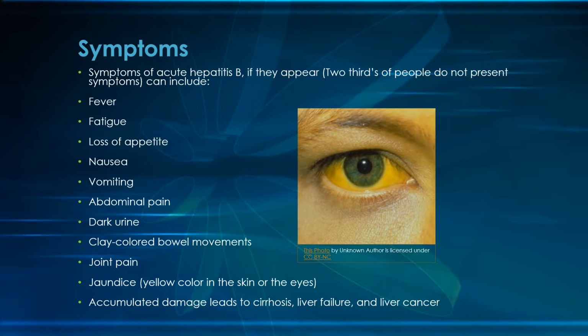Symptoms of acute hepatitis B, if they do appear, since two-thirds of people do not present symptoms, can include fever, fatigue, loss of appetite, nausea, vomiting, abdominal pain, dark urine, clay-colored bowel movements, joint pain, and jaundice, which is the yellow color in the skin or the eyes. This picture that I posted here on the right is often what this jaundice color would look like. Accumulated damage can also occur, which leads to cirrhosis, which can lead to liver failure, which can lead to liver cancer.